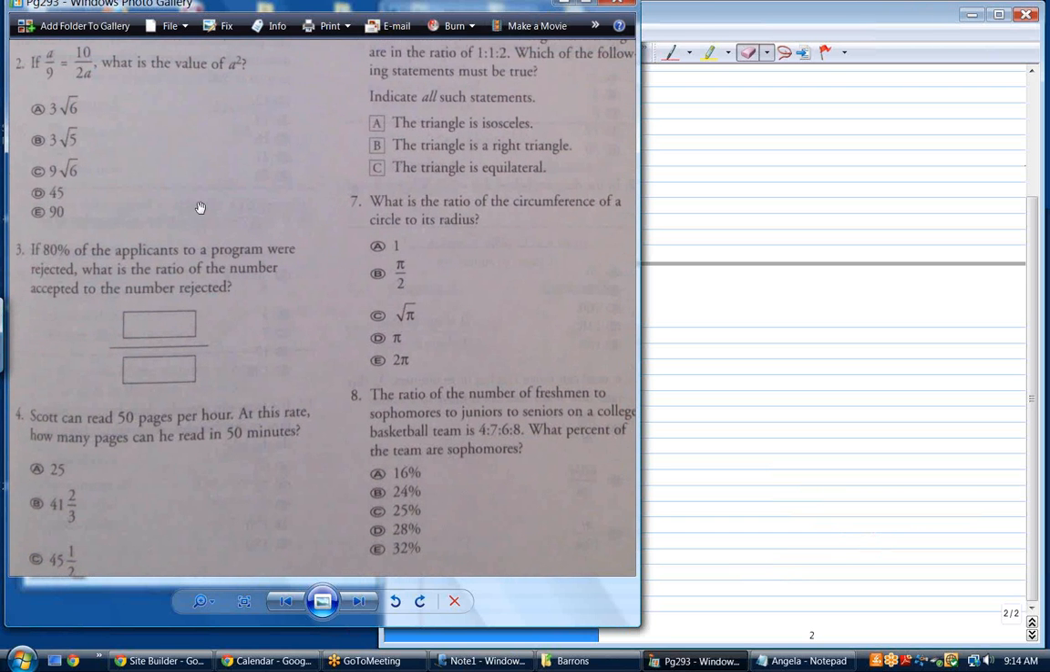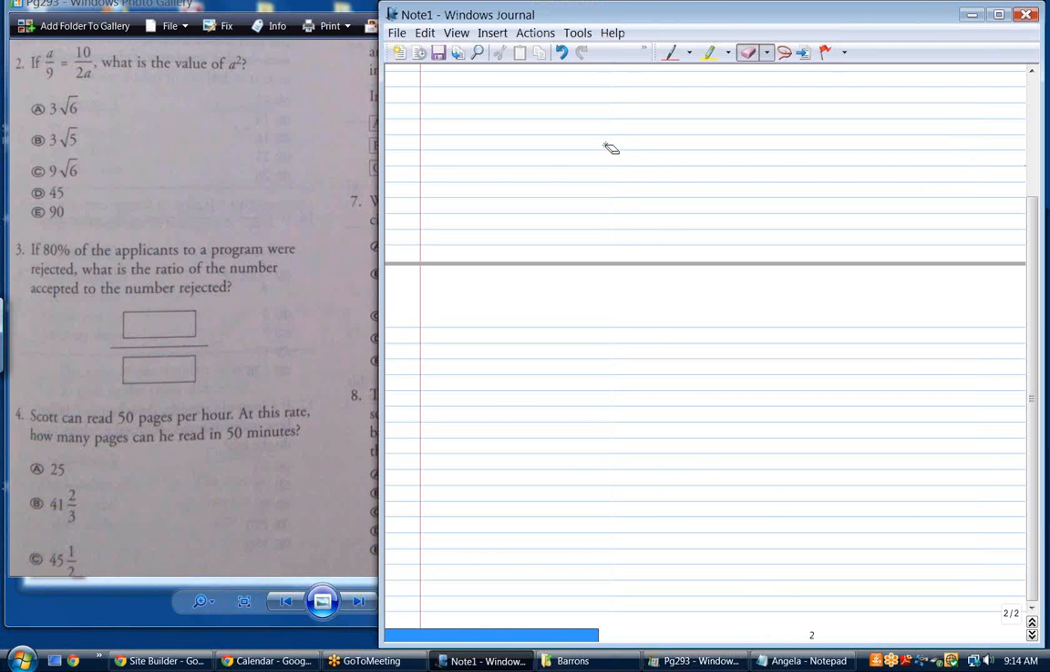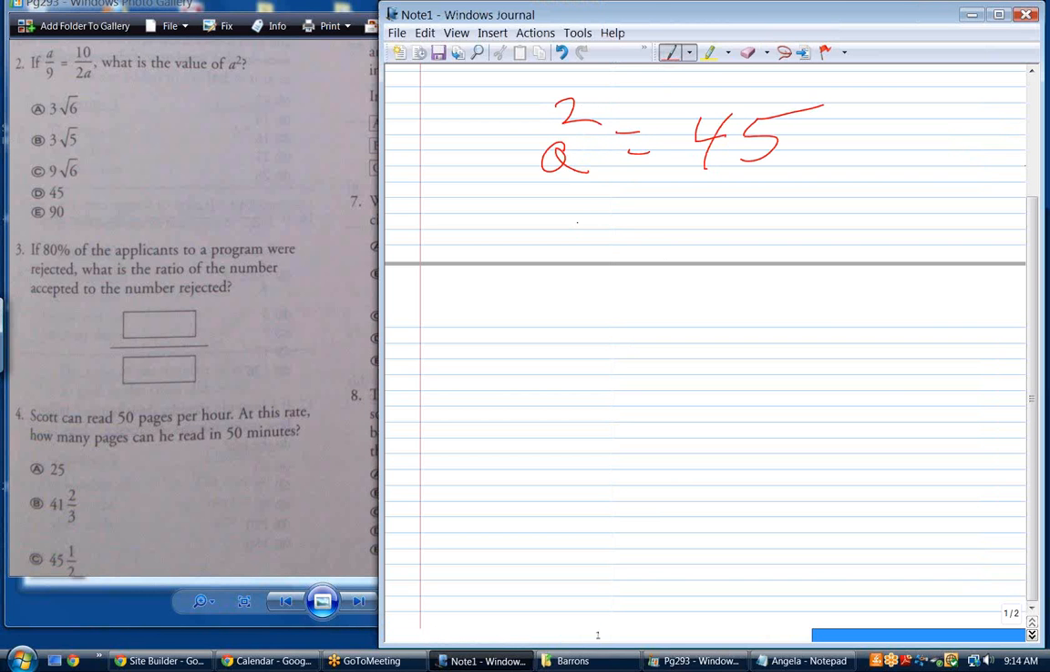Back to that last problem just for a second. We got a squared equals 45. So A, I said, was the square root of 45. Technically, it's plus or minus the square root of 45. And when I say technically, I mean absolutely mathematically it's plus or minus the square root of 45.